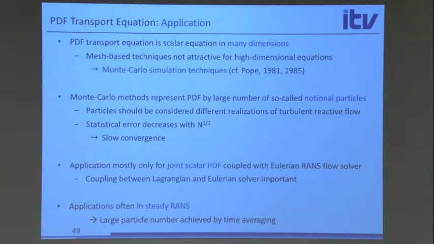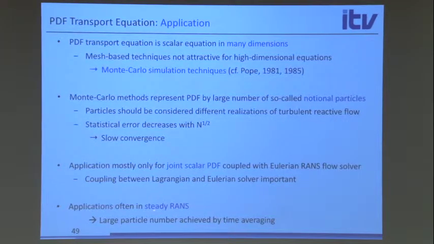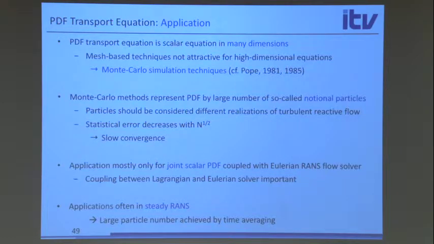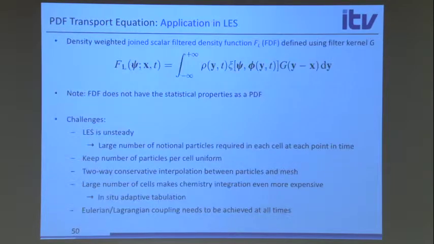The application has been mostly for the joint scalar PDF without the velocities, but people have also looked at the joint scalar and velocity PDF. Then the application is most often in steady RANS simulations. In steady RANS simulations, the flow field is steady, and you can just pass these particles through the steady flow field and do time averaging. So you don't need all that many particles.